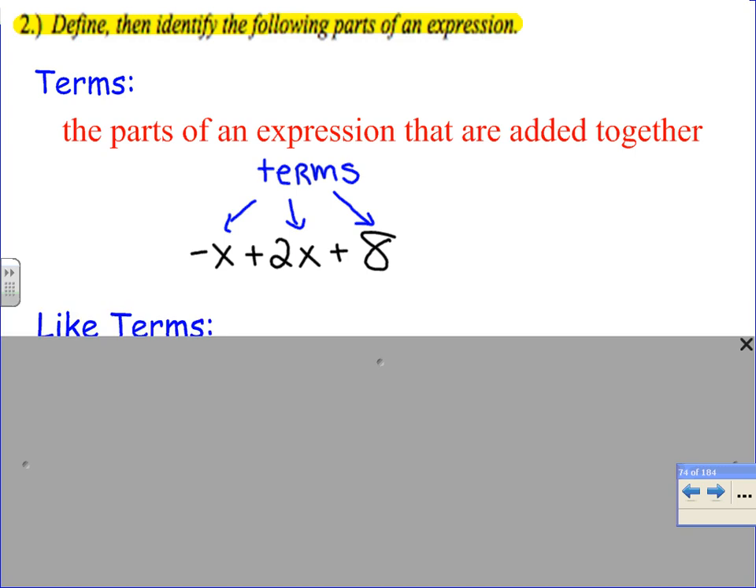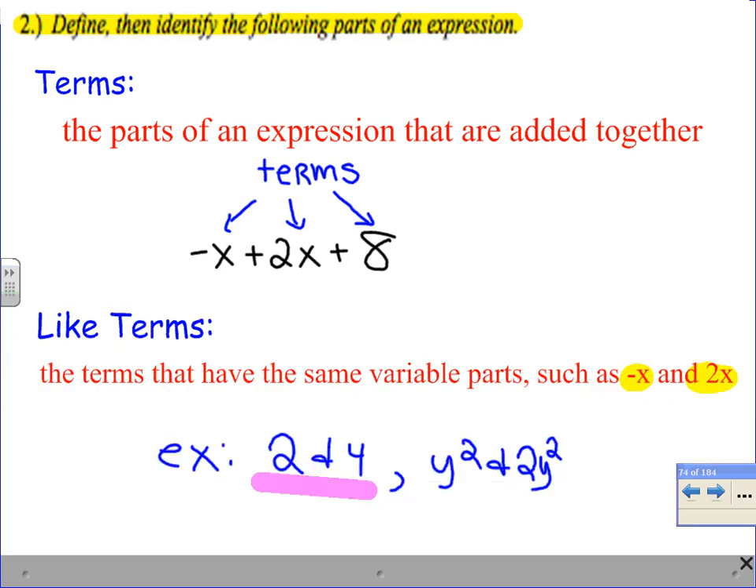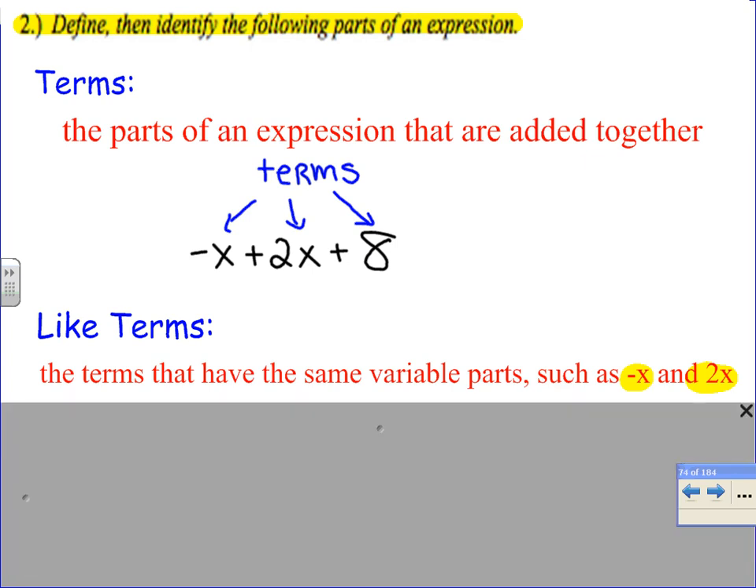Okay, second definition, like terms. Terms that have the same variable parts. I just talked about this with 9th and 10th grade algebra the other day. Like terms. Terms that have the same variable parts. This is probably new to most of you. What do I mean when I say variable parts? I mean it has to have the same variable and the same exponent. So variable parts. Same variable, same exponent.